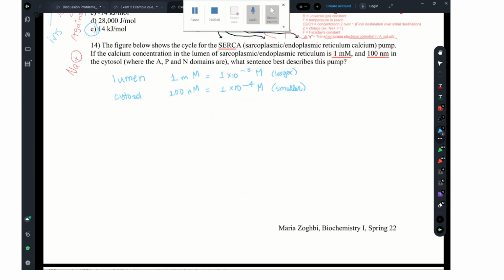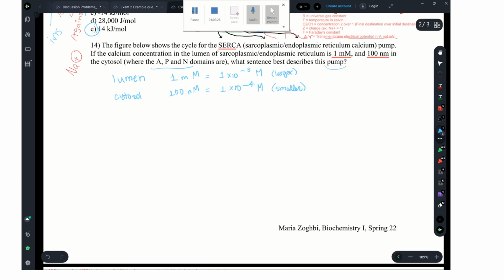For number 14, the figure below shows the cycle for the sarcoplasmic endoplasmic reticulum calcium pump. If the calcium concentration in the lumen of sarcoplasmic endoplasmic reticulum is 1 millimolar and 100 nanomolar in the cytosol, where the A, P, and N domains are, what sentence best describes this pump?